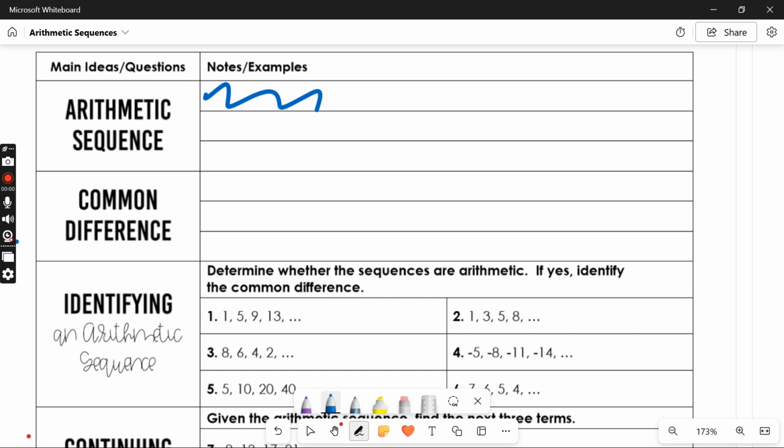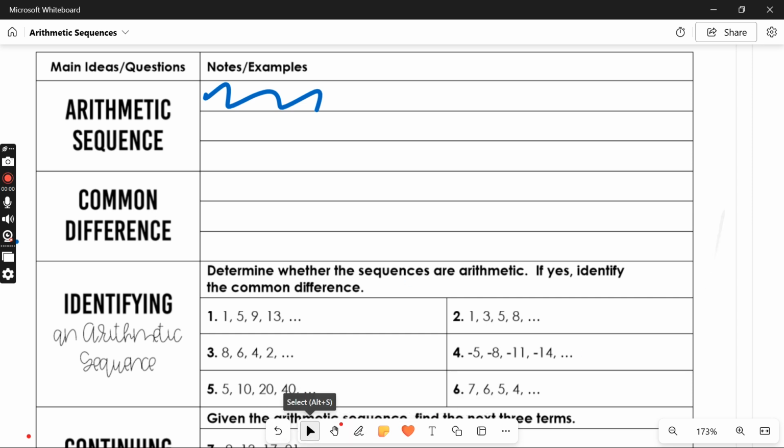One more time, a sequence in which the difference between any two consecutive terms is constant. Then our common difference is the difference between two consecutive terms. If you need to pause it to get that written down, go ahead and do that.